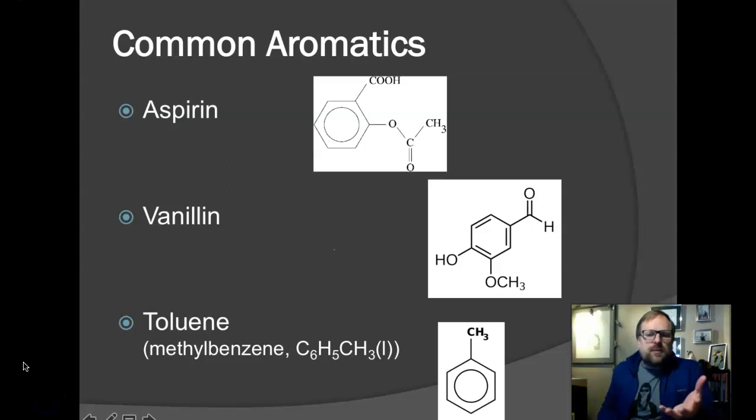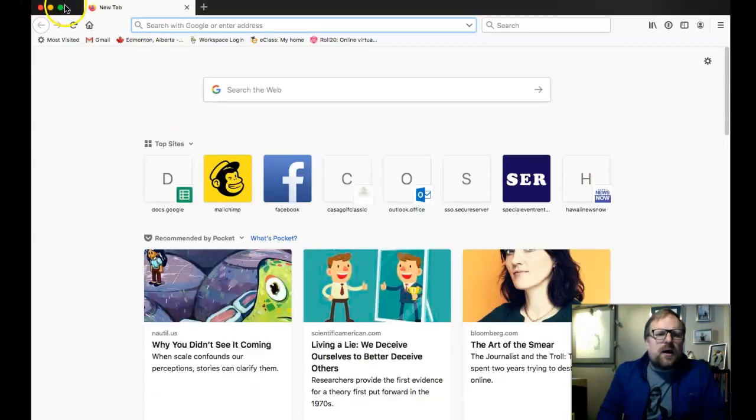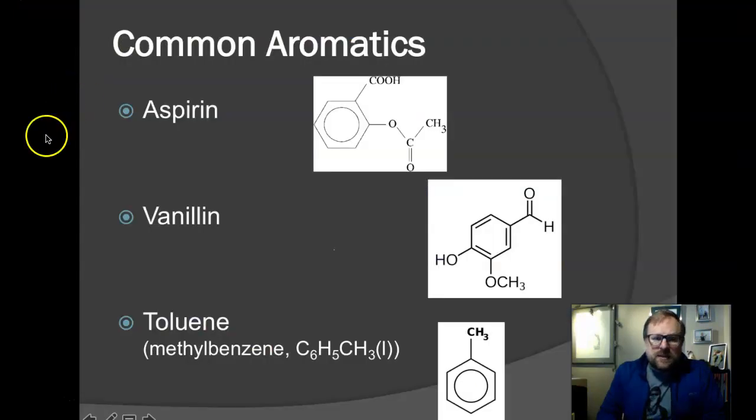So I just wanted to take a couple of seconds to talk about some common aromatics, or things that have these benzene rings inside them. If you've ever had aspirin before, aspirin has a benzene ring in it. Now something I didn't mention, and I should have mentioned, maybe I skipped over it somewhere by accident, is that benzene is considered to be a carcinogen, meaning that it has the potential to cause cancer.